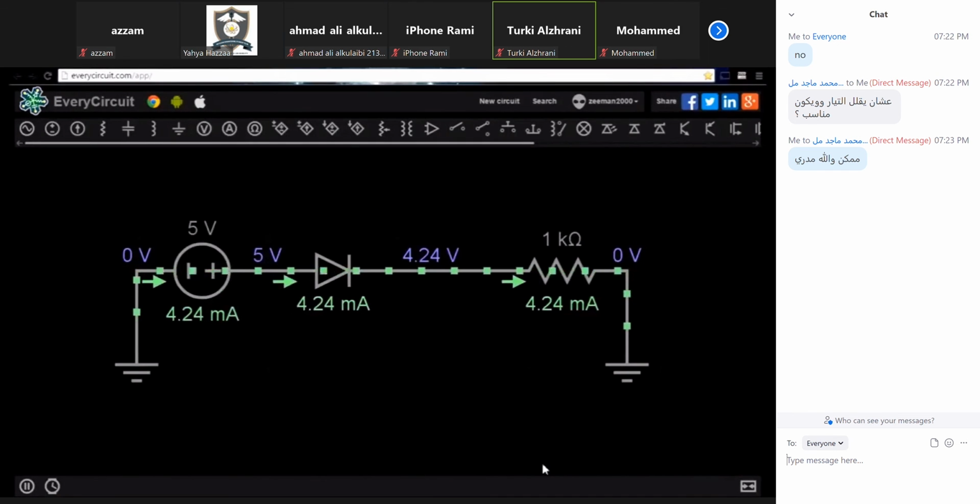It is important to note that there is a small voltage drop across a diode. This should be taken into consideration when designing a circuit. As we can see here, the supply voltage is 5 volts, and after the diode, the voltage has been reduced to 4.24 volts.